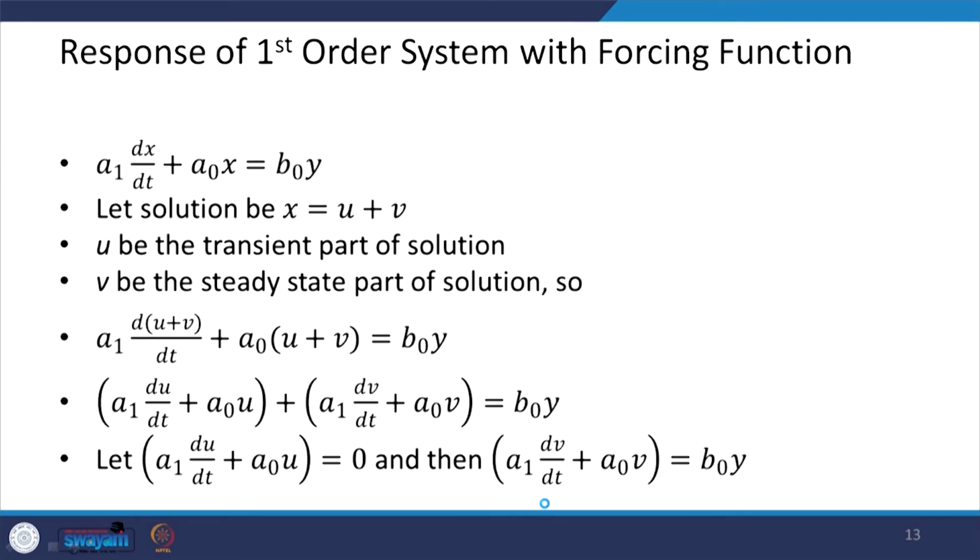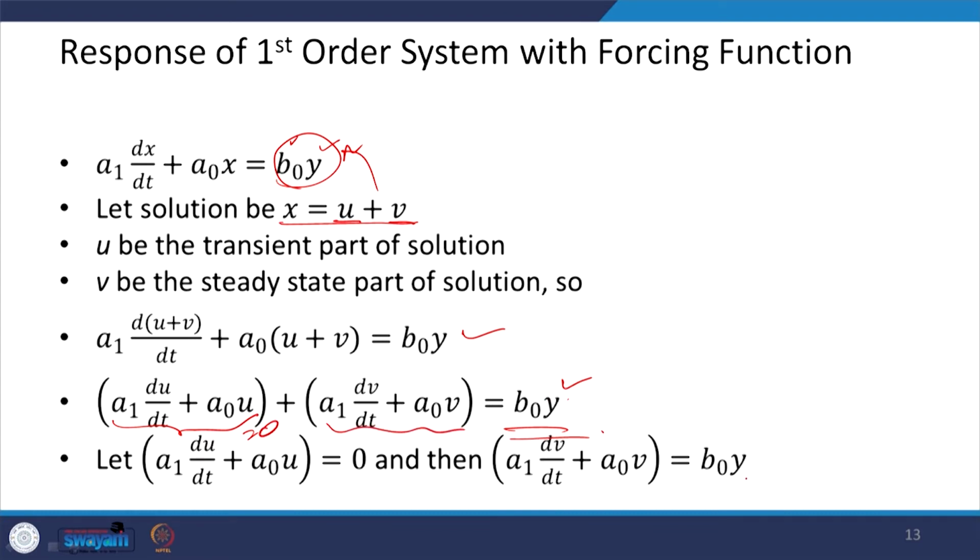Now, let us see the response of the first order system with forcing function. Suppose I have got a forcing function here, B0 y, where y is the input and B0 is some constant. Let us assume that the solution has got a transient part, say u, and a steady state part, v. I can substitute the solution in this expression and then simplify it. So, I get this form.